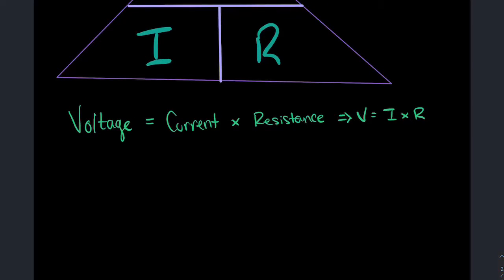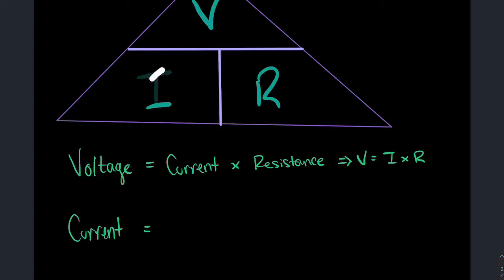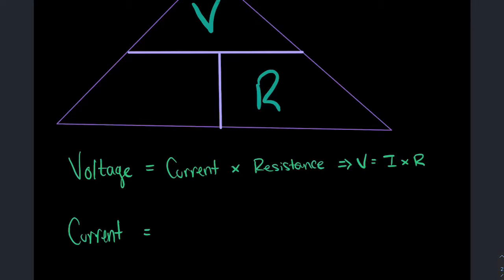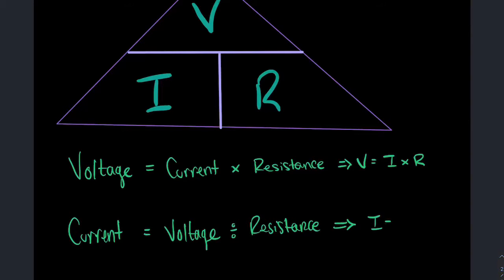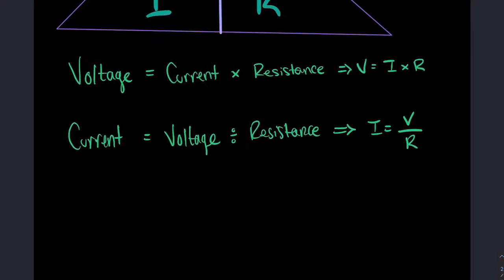Let's do current next. So let's say current equals, well, what does current equal? Well, let's cover up current. We'll pretend that we're covering up current. So we'll get rid of our I. And what's left? Well, we have V over R, or V divided by R, or voltage divided by resistance. So I equals V divided by R.